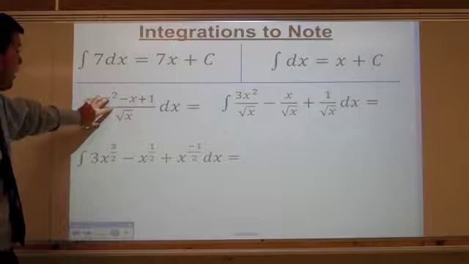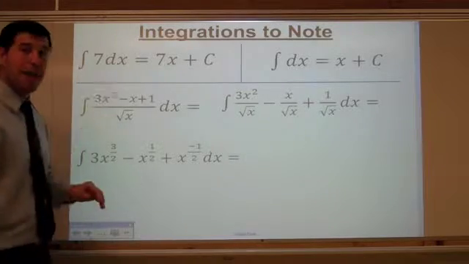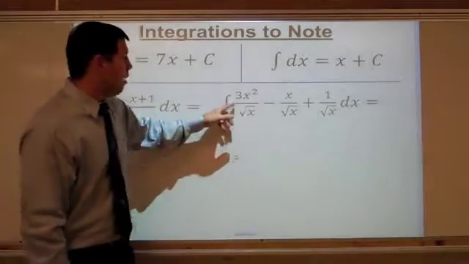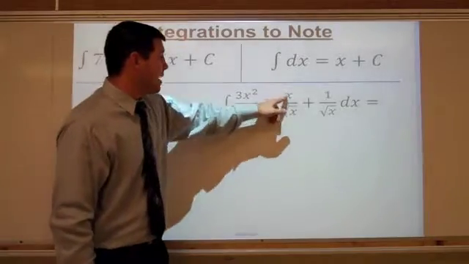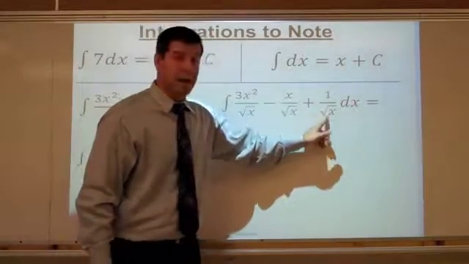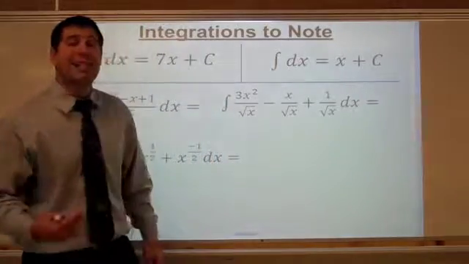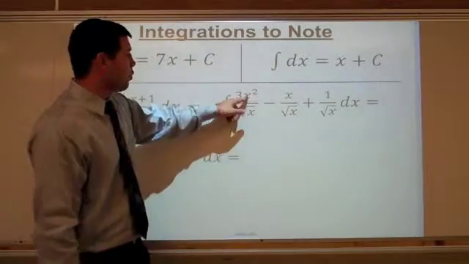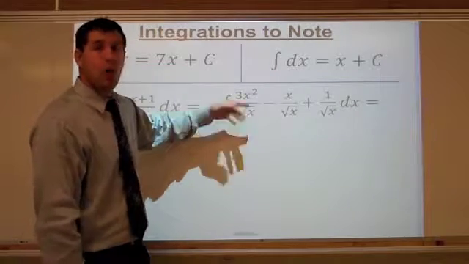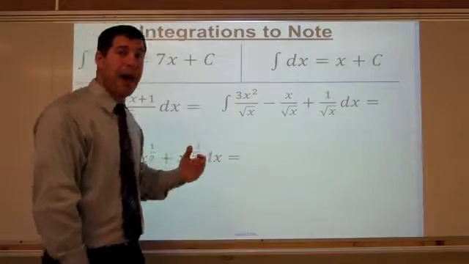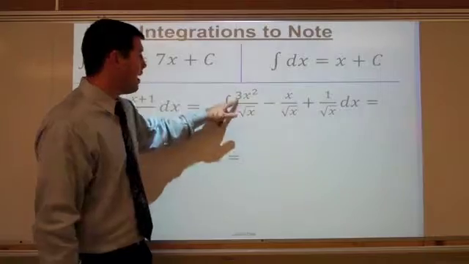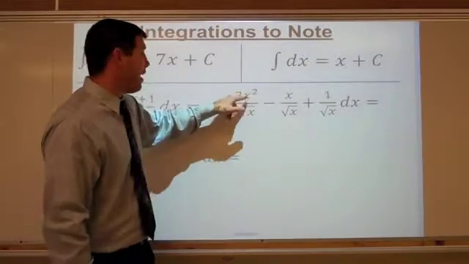So I took this and I broke it down. I divided every term by the denominator. Integral of 3x squared over radical x minus x over radical x plus 1 over radical x with respect to x. Then you've got to simplify these. x squared over the square root of x. Well, x is on the top and the bottom. You subtract the powers. So it becomes 3 x to the 2 minus 1 half, x to the 3 halves.